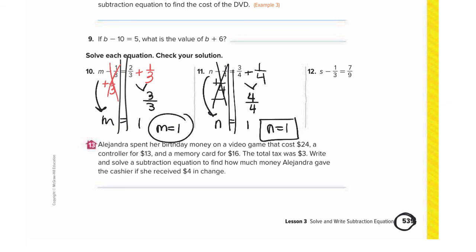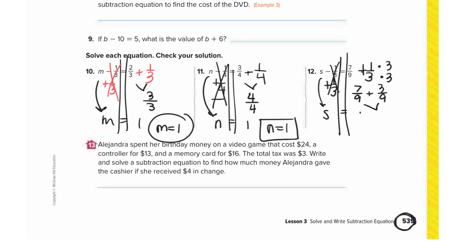Lastly, solve for s. We have to do the inverse of subtracting 1/3 and add 1/3 to both sides. So we're left with s equals, we need a common denominator, so I'm going to multiply by 3. That's 7/9 plus 3/9. That equals 10/9, which equals 1 and 1/9. So s equals 1 and 1/9.